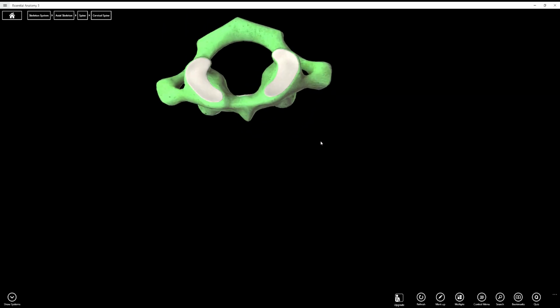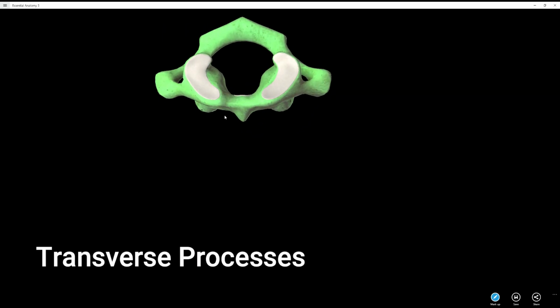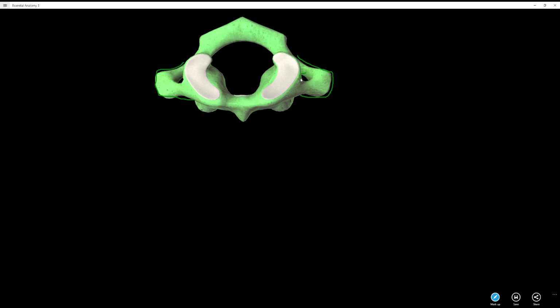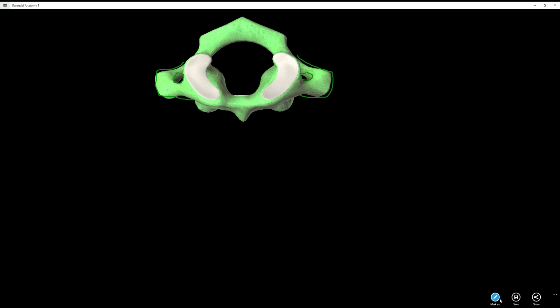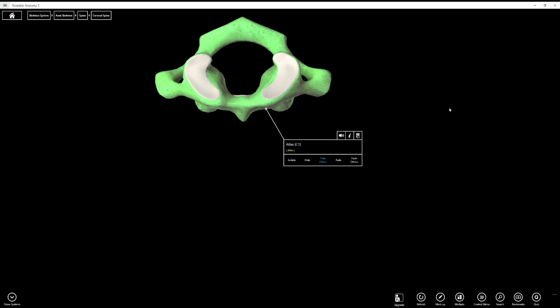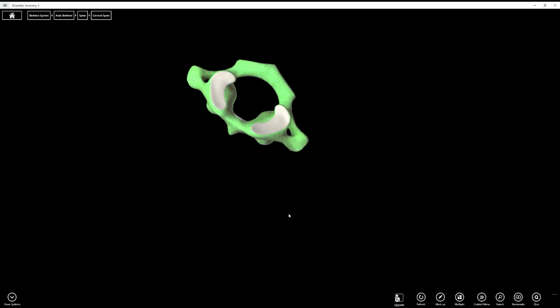Let's take a look at the transverse processes. Now you can see something that's unique to cervical vertebrae, and that is the presence of a transverse foramen within their transverse processes. That transverse foramen is for the vertebral artery. That's something that's unique to the cervical region.